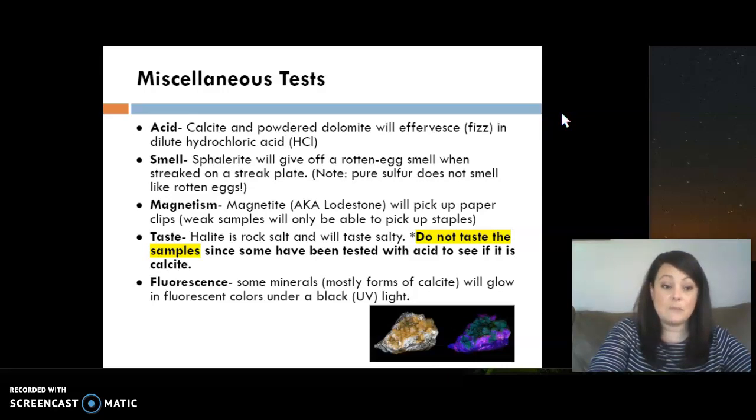Taste. Now this one's very important for you to listen. Do not taste the samples. Halite is a rock salt and it will taste salty. I will let you know if and when there is a sample you can taste. It's not required because some of those samples have been tested with acid to see if they're calcite. They look very similar. And then the fun one is fluorescence. Some minerals, mostly the forms of calcite, will glow in fluorescent colors under a UV or black light.